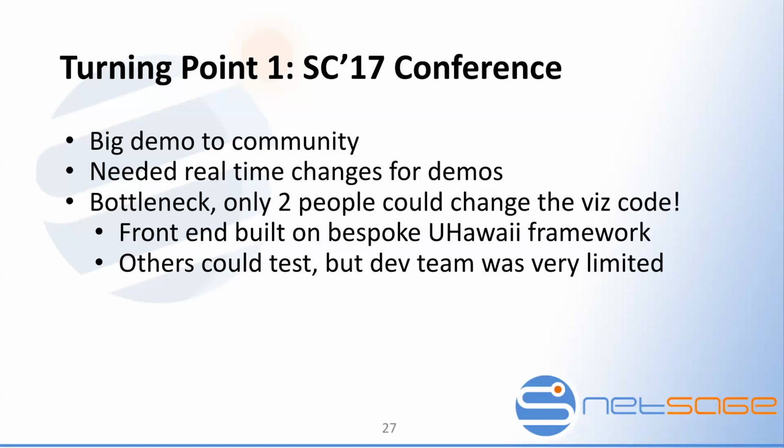And at this conference, we realized there were only 2 people who could change the front-end visualization code. And they were both grad students. And one of them was in Hawaii, and we were on the East Coast. This was a huge problem. And at that meeting, we realized, okay, we need to turn a corner here.